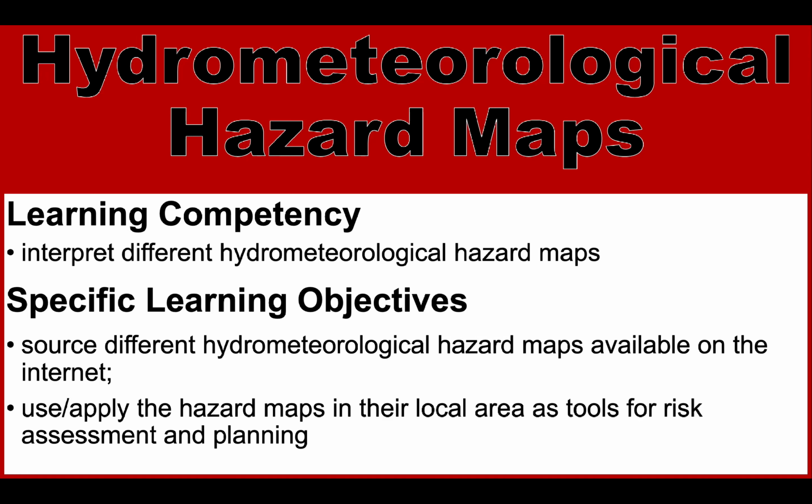In this video, we're going to talk about hydrometeorological hazard maps. So the learning competency for this one is to interpret different hydrometeorological hazard maps, and the specific learning outcomes or objectives are the following. So first, let's define what a hazard map is.